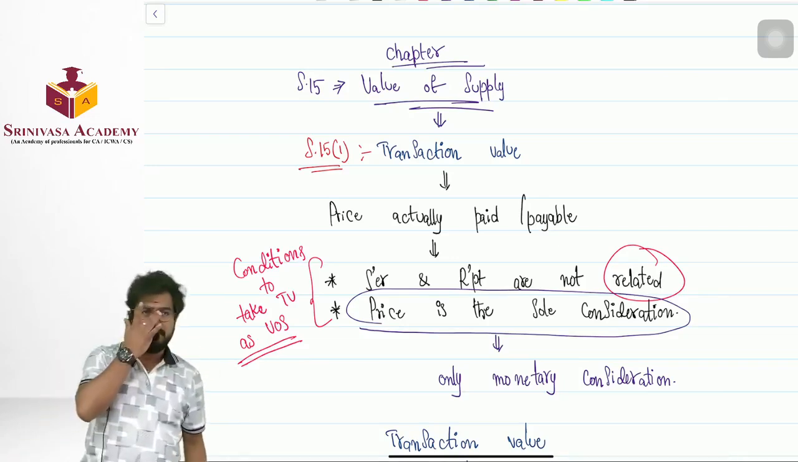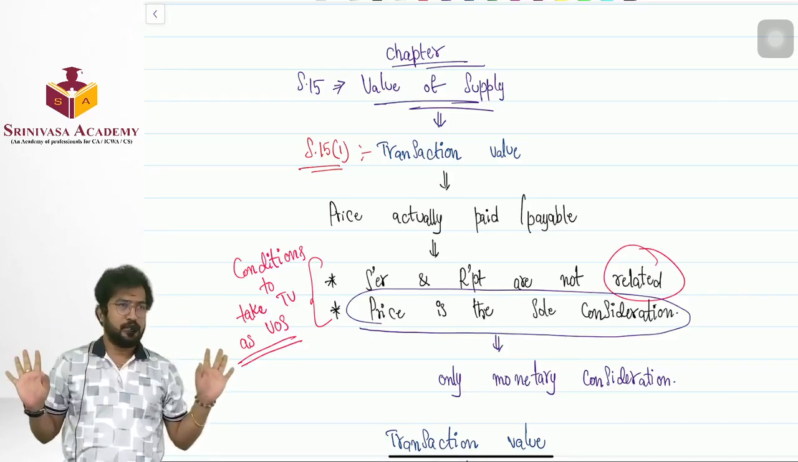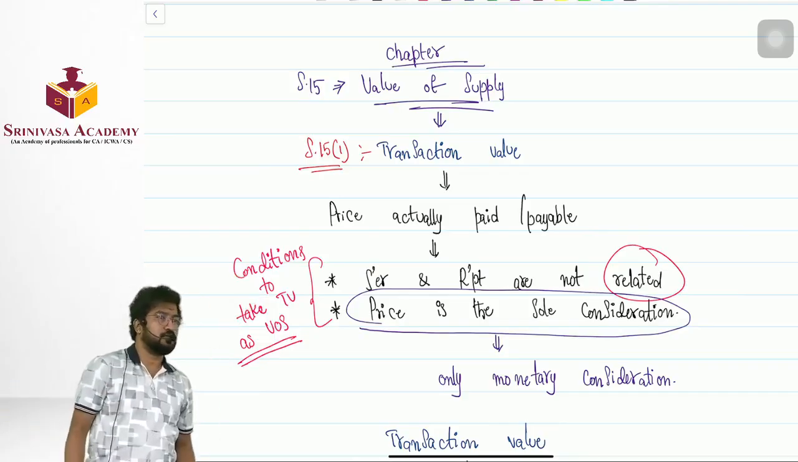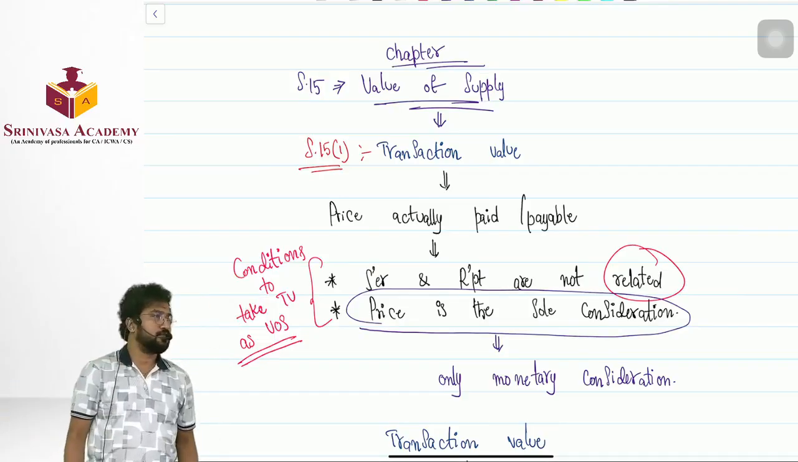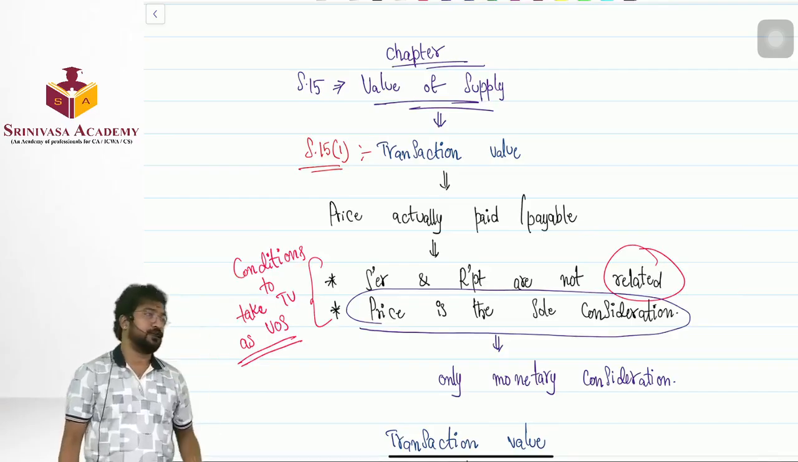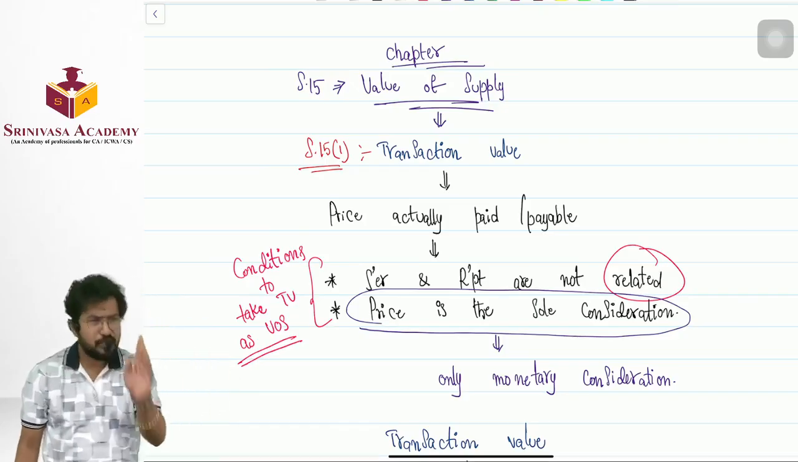Transaction value means simple. Whatever the price we are charging between supplier and recipient. Now imagine I am selling my iPad to you for 1 rupee. Will you take it as value of supply? We will take that as value of supply when you both are not related, and when the price is the sole consideration. That means only monetary consideration.